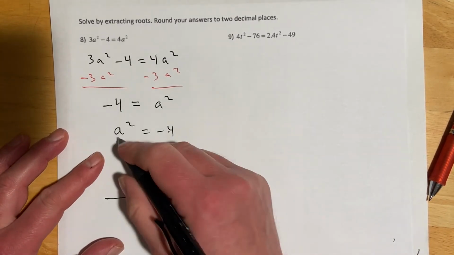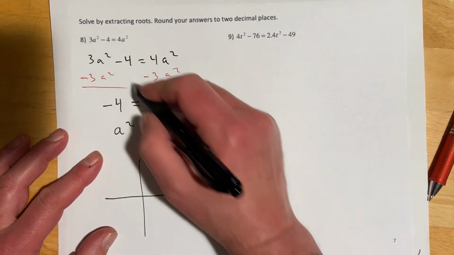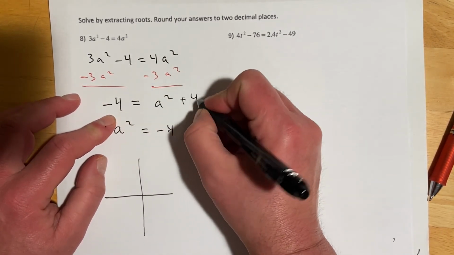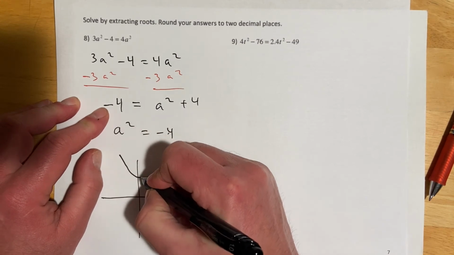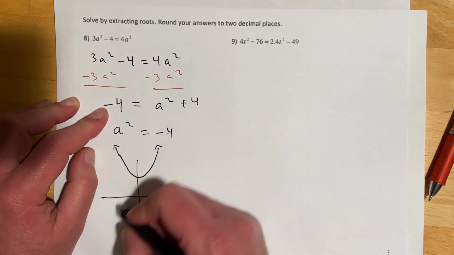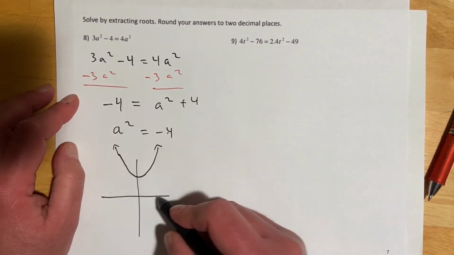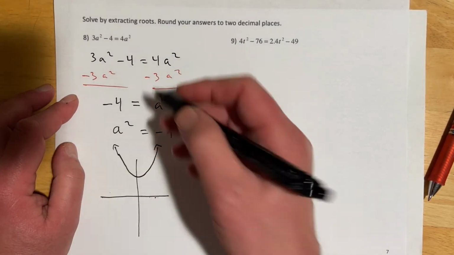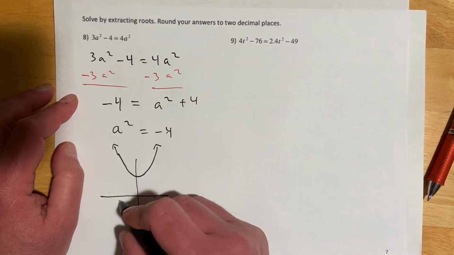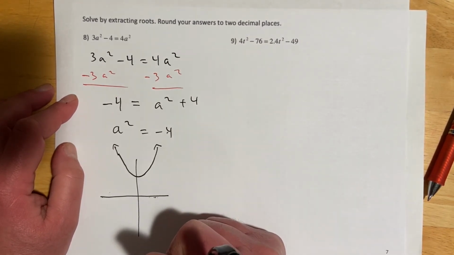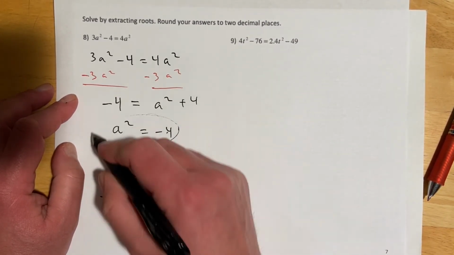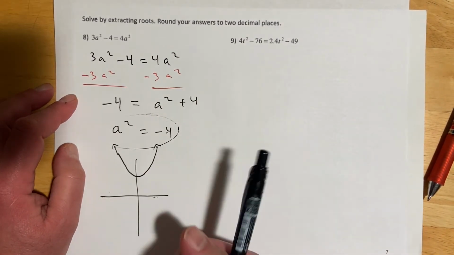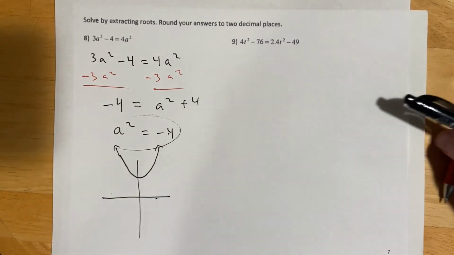And if you think about it in terms of the parabola, when we were graphing a squared plus 4, we would get something that looks like this. And so we're not getting any intersection points down here at the x-axis, and that's what extracting the roots is finding, those x-intercepts, or those zeros. And so that's why sometimes we have no x-intercept, because it's above or below the axis.